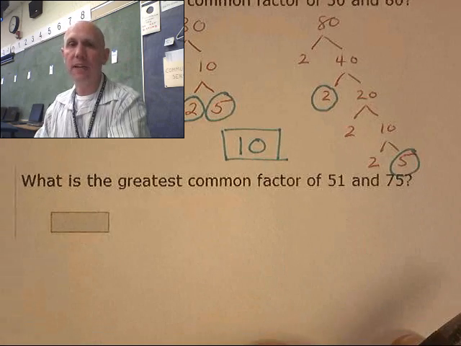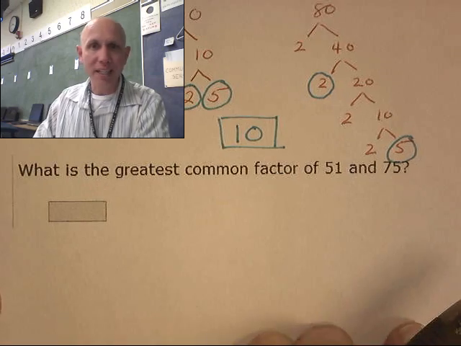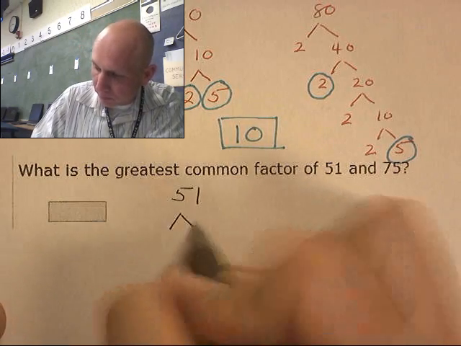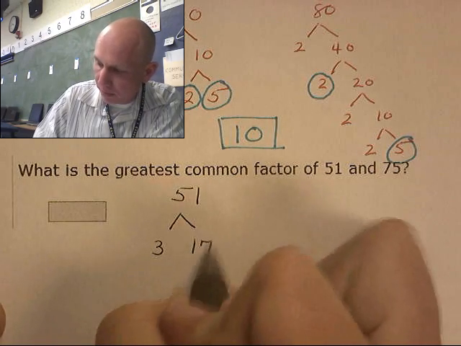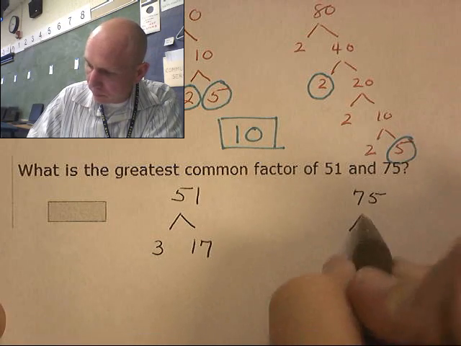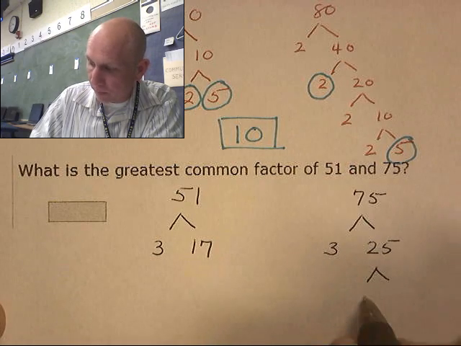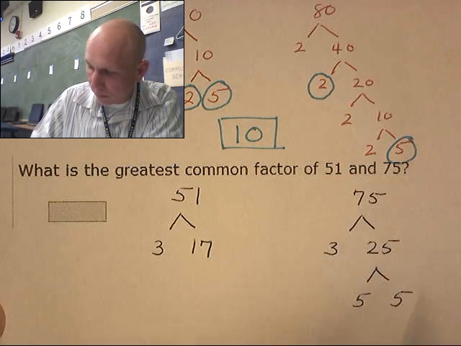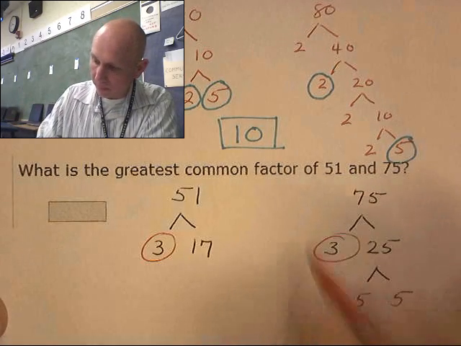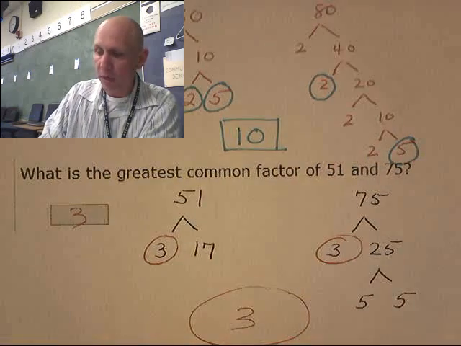Okay, let's do 51 and 75. Let's see. This one, I'm not seeing any obvious answer here, so let's break it down. 51, isn't that 3 times 17? 75 is 3 times 25. Let's look for a pair. There we go. My GCF is 3. That's it.